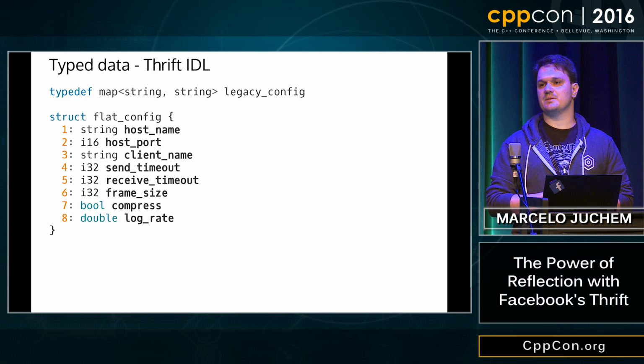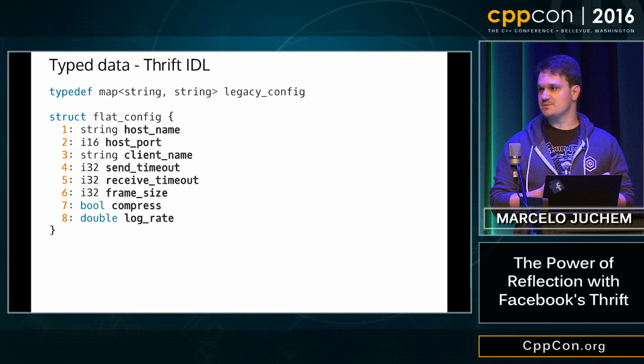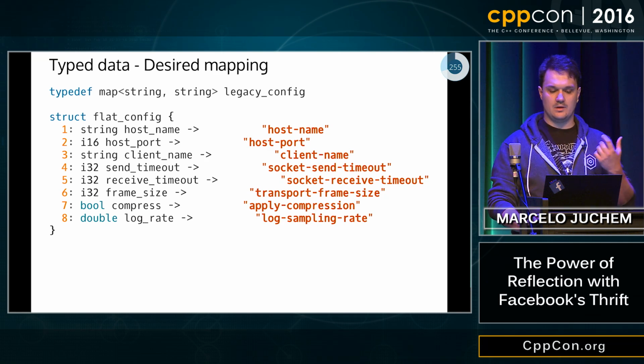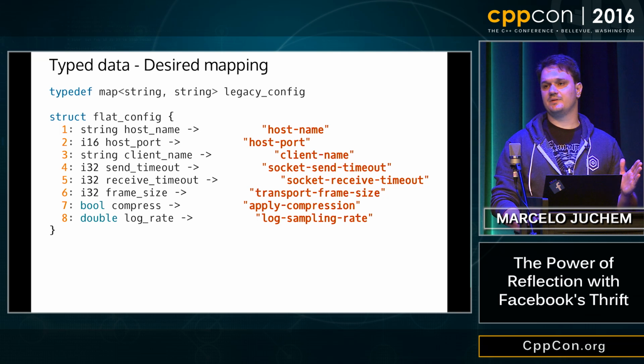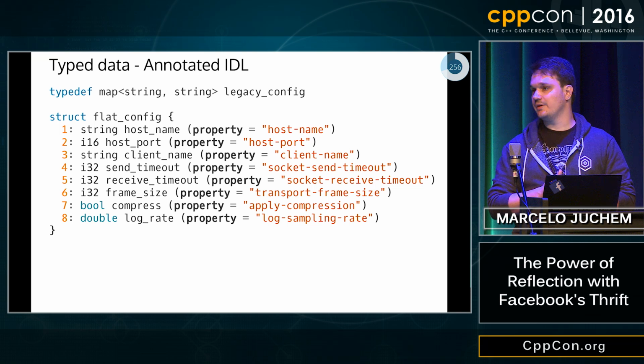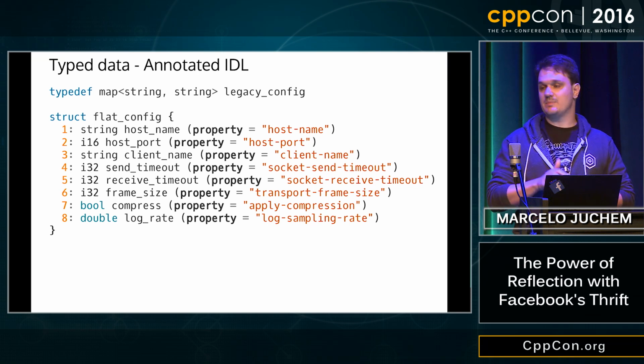So say you're migrating some API from the old map of string to string to some new API that takes a structure instead, with actual type information. How do we perform this mapping? There should be a way for us to say, well, the member on the left is associated with the key on the right. So whenever you find this member here, that's the corresponding key in the map. We can use annotations for that in Thrift and say, in the IDL, this is the mapping.